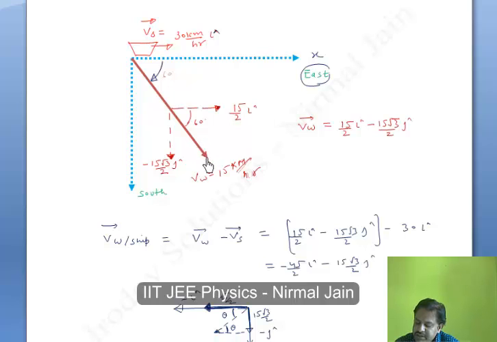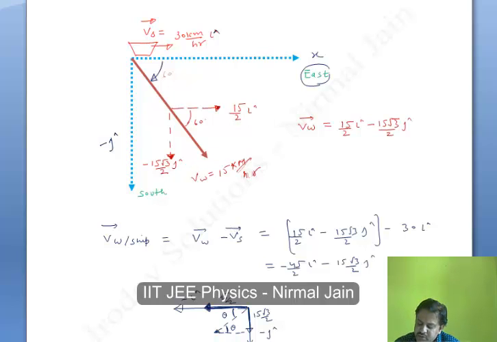Let it be the velocity of wind, which is 15. This angle is 60 degrees, so this becomes 15 cos 60 degrees, which is 15 by 2, and 15 sin 60 degrees, which is 15 root 3 by 2. It is in the x direction, so it is i cap. This is in the south direction, which is the minus j cap direction. So I have put minus j cap in this quantity.